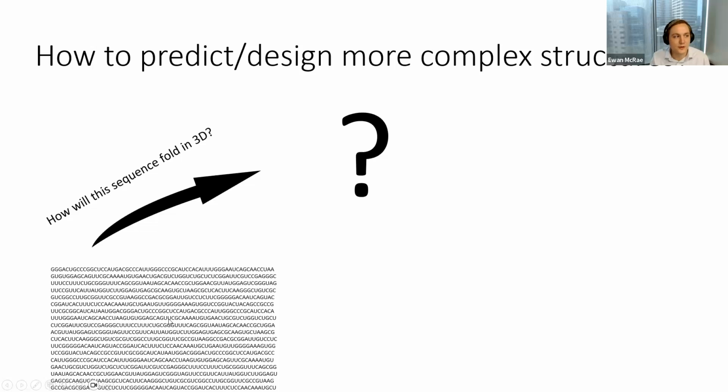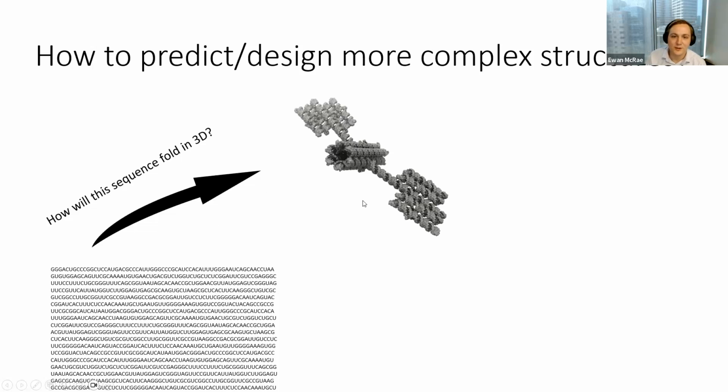But what if we move on to a more complex sequence? I think maybe this one is a bit less intuitive of what it's going to fold into. And if we submit it as a target in CASP, we would probably get many different responses because there are many different possible base pairing configurations for this sequence. But maybe some of them would look like what we think the true structure is.